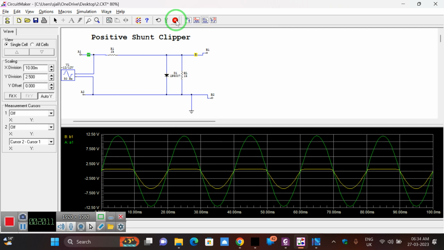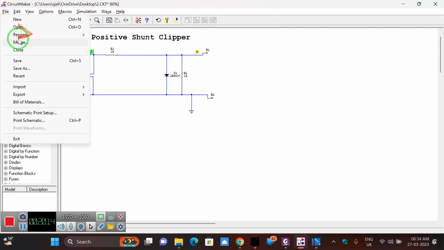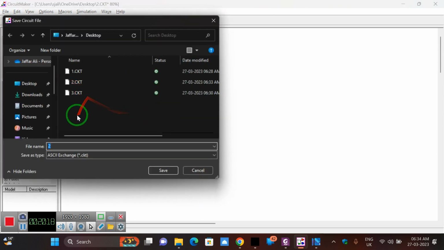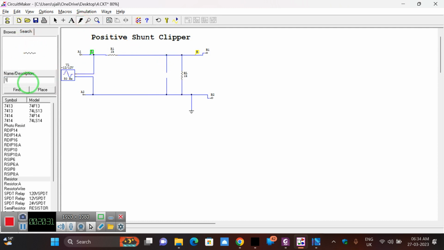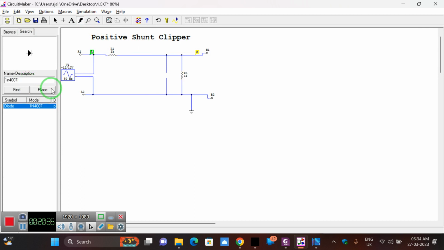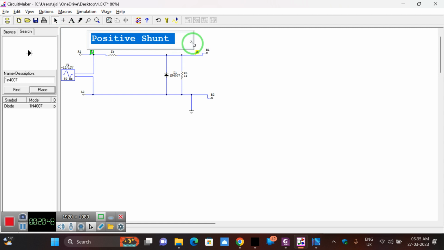Now we will save this as the other one to make it a negative shunt clipper. So save as circuit number, you can have 1, 2, 3. Now this will be circuit number 4. Now what we are doing, we are removing this diode and making it in reverse. 1N4007. So place this one in the rotated manner upwards. Just add this. Yeah, it is connected. Only you have to change this one. So shunt this is, but it is negative. Negative shunt clipper. Okay, now save this.